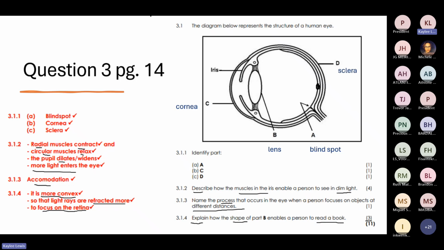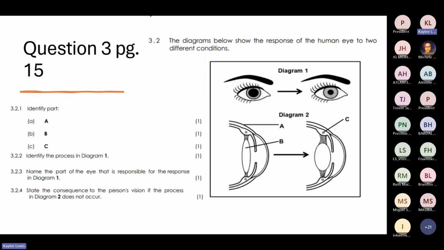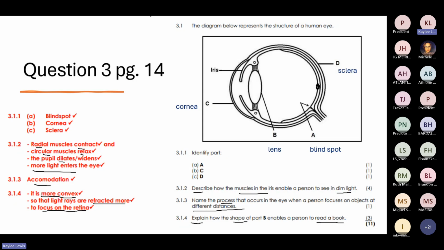Okay, so you're now going to do the next question, 3.2. It is on page 15. Please complete this one. I'm going to give you 5 minutes to do it. So I'm just going to go back in case anyone needs to copy down. But if you are done copying down, please go on to 3.2, and I'm giving you 5 minutes to complete it.